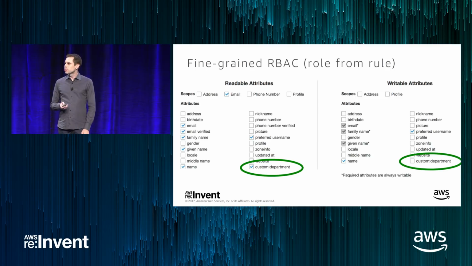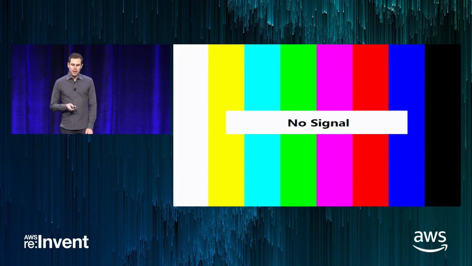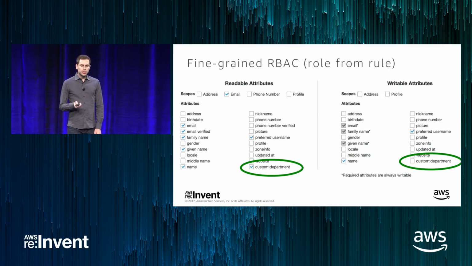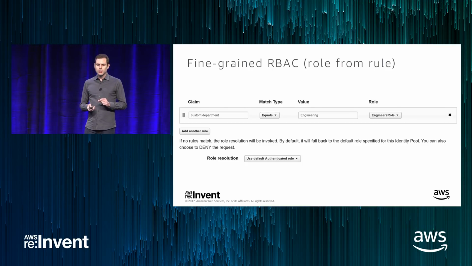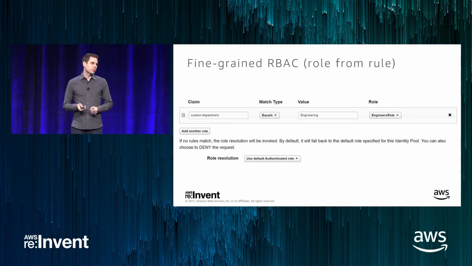The first one, choose role from rule, in your user pool, you can define different attributes. In this case, we have a user pool with a department attribute. And you can make a set of rules based on these attributes. So in this case, we're parsing the department. And if someone is a member of, say, the engineering department, we give them the engineer's role. But you can define one or more rules that are processed in sequential order. And the first matching rule would be the effective role that the user gets.